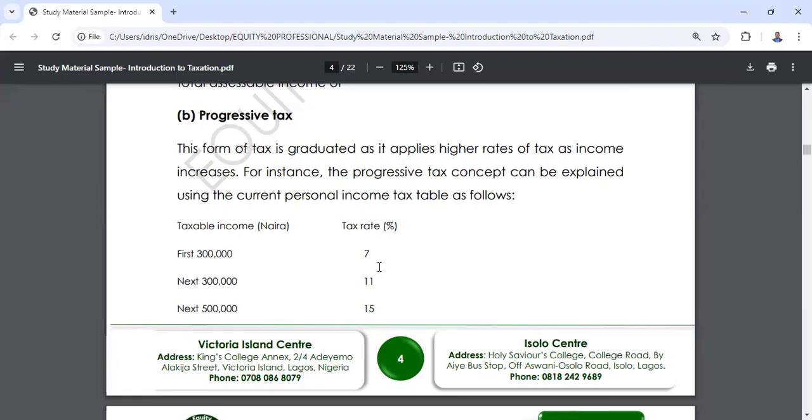Yes, sir. Out of 400 remaining, you will now take another 300. That one will be charged at the rate of how many percent? 11%. How much remaining? 100,000. How much is it remaining from your income if you take the second 300,000? 100,000. That 100,000 is going to be charged at what rate?